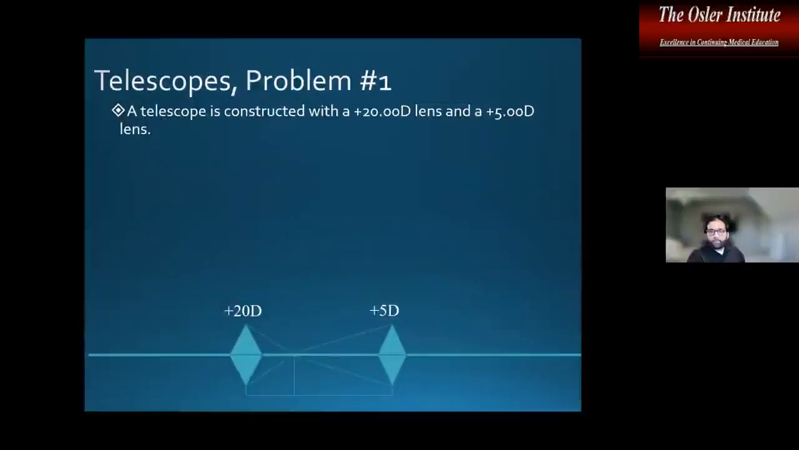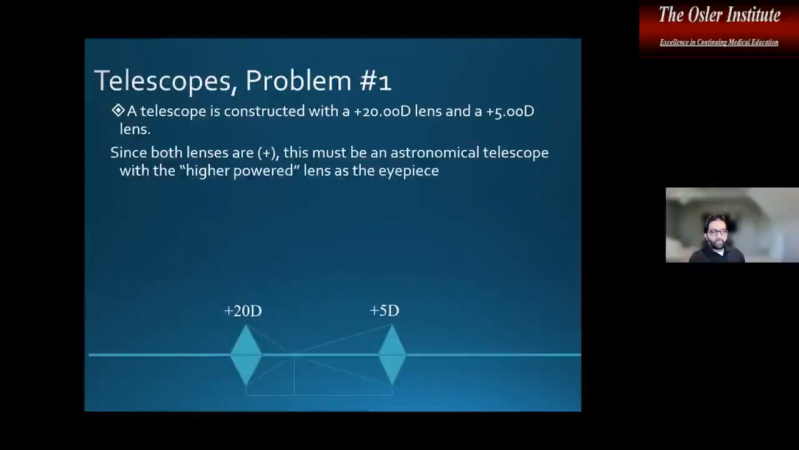Okay, let's do an actual problem. A telescope is constructed with a plus 20 diopter lens and a plus 5 diopter lens. Right off the bat, we know that this has to be an astronomical telescope because we only have 2 plus lenses. And if we want this to be a useful astronomical telescope, the higher power lens has to be the eyepiece. In other words, the 20 diopter lens has to be our eyepiece. The 5 has to be the objective.